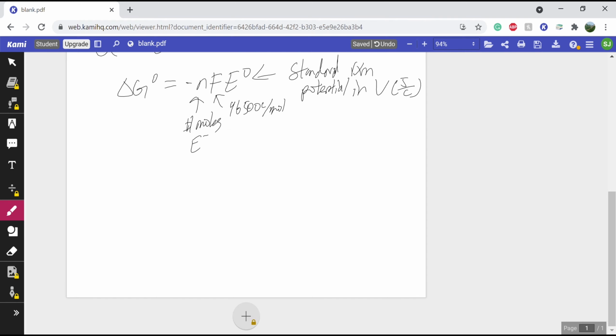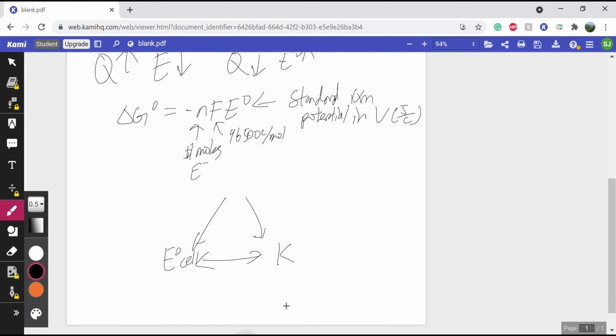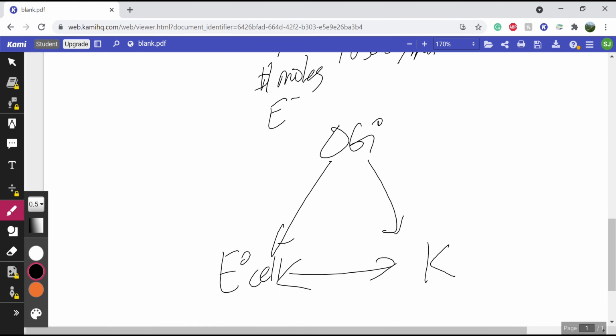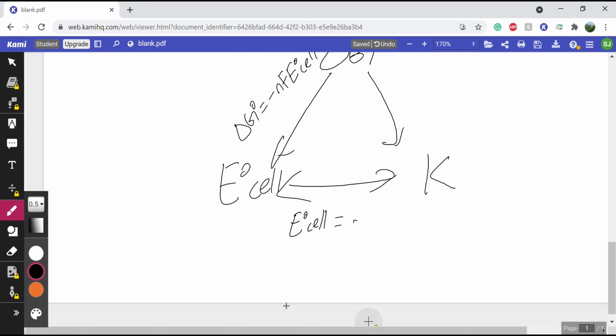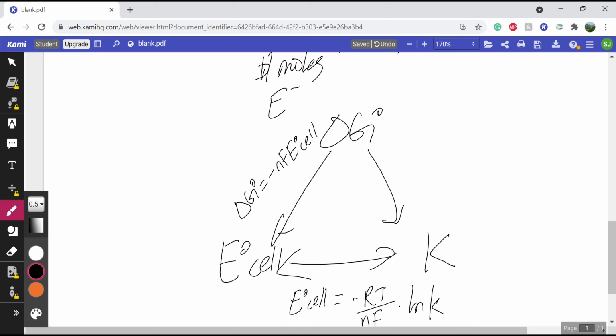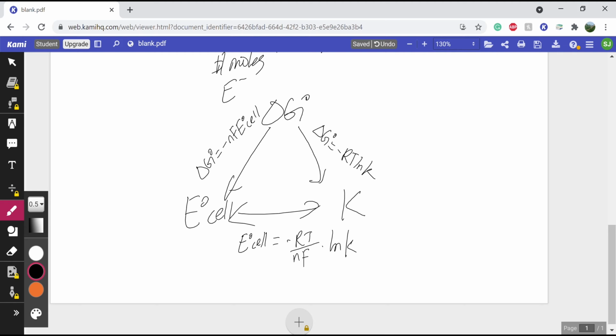And now let me draw a handy chart here for you to remember. This is E cell over here, K is the equilibrium constant, and this is delta G. To convert between E cell and delta G, we use the formula delta G equals negative nFE cell. To go from E cell to K, we use the formula E cell equals negative RT divided by nF times ln K. And to go from delta G to K, we use the formula delta G equals negative RT ln K. And that is how you can get the result of all three of them by using each other.